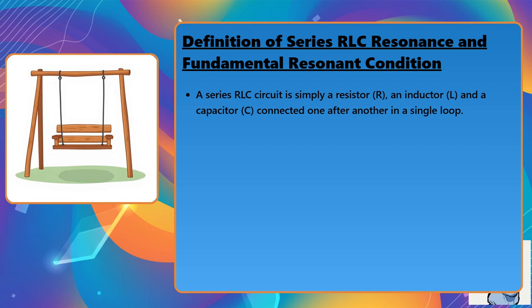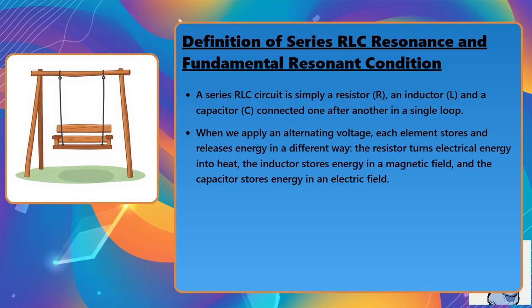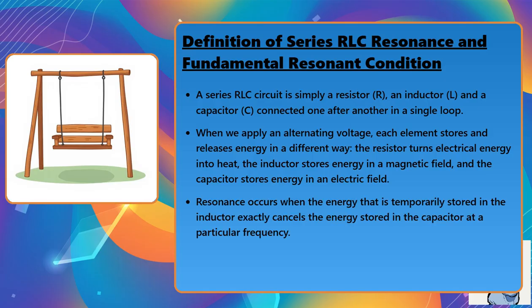A series RLC circuit is simply a resistor R, an inductor L and a capacitor C connected one after another in a single loop. When we apply an alternating voltage, each element stores and releases energy in a different way. The resistor turns electrical energy into heat, the inductor stores energy in a magnetic field, and the capacitor stores energy in an electric field. Resonance occurs when the energy that is temporarily stored in the inductor exactly cancels the energy stored in the capacitor at a particular frequency.